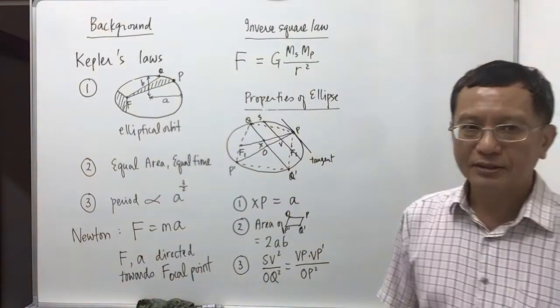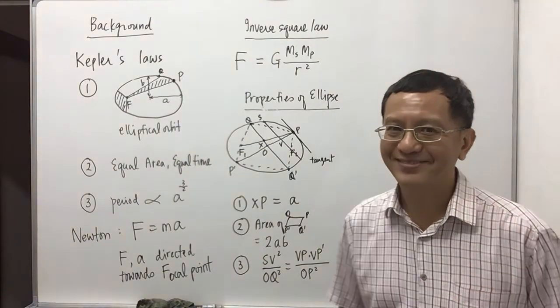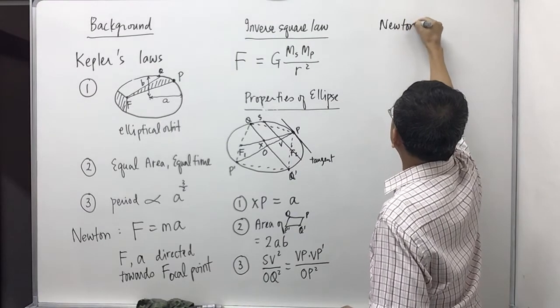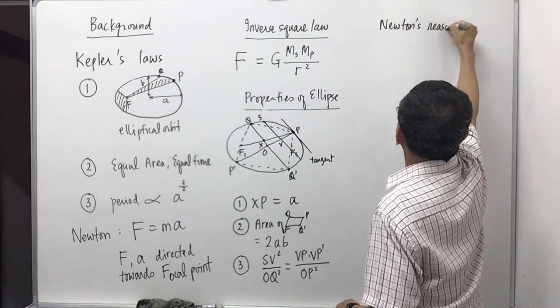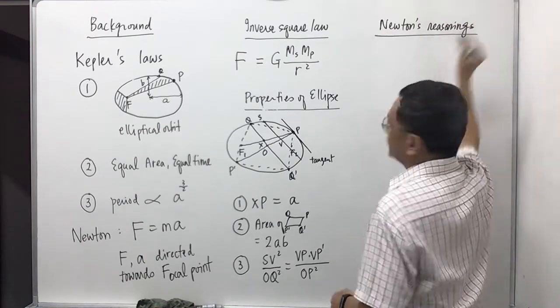Alright, so now we have got the three properties of ellipse, we have got the three laws of Kepler, we are ready to look at Newton's recipe. Okay, so Newton's reasoning.